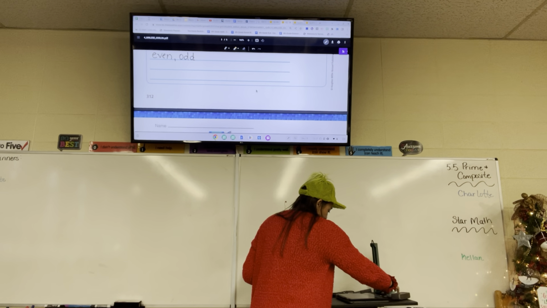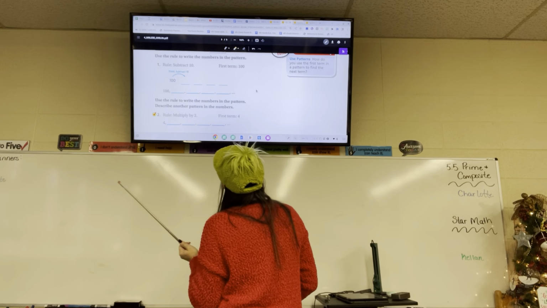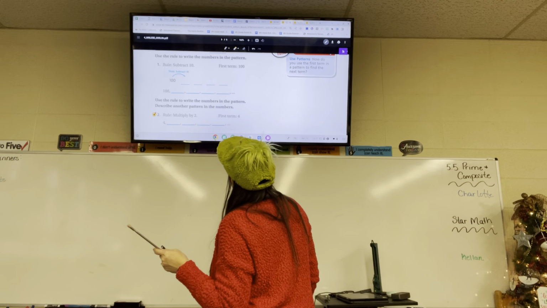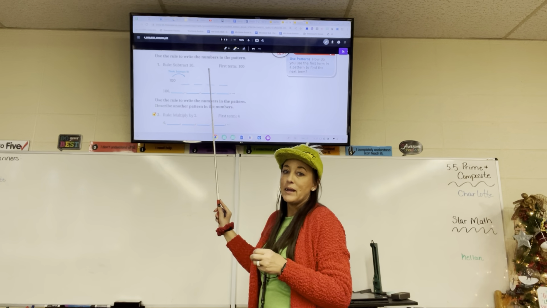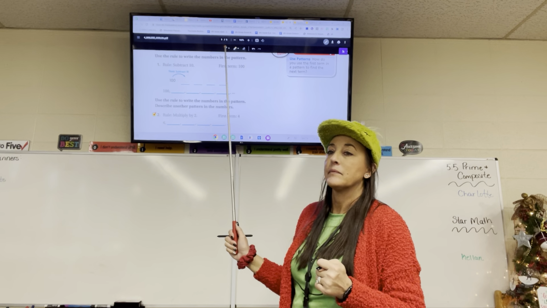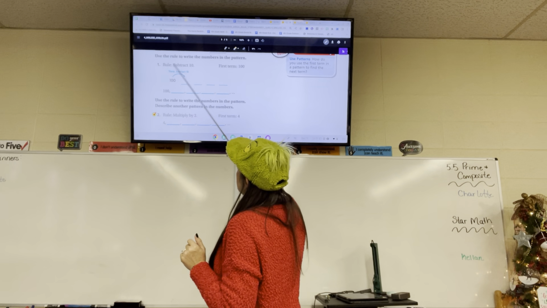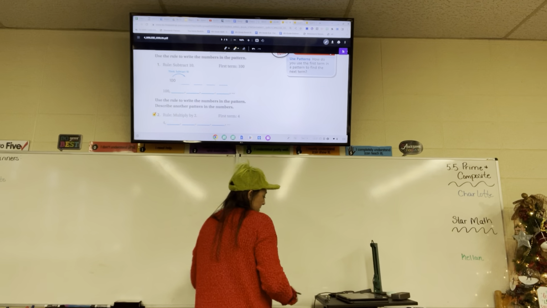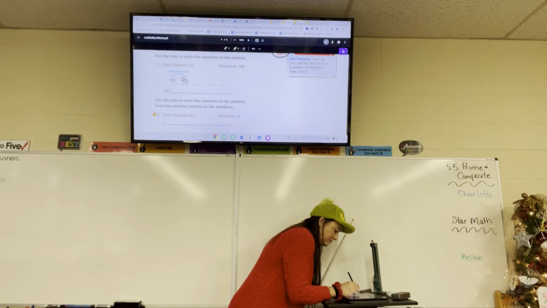Okay, next page. Use the rule to write the numbers in the pattern. So the rule is subtract 10, or minus 10. The first term is 100. So we put 100 and then we subtract 10. What do we get? 90. Minus 10. 80. Minus 10. 70. Minus 10. 60. Okay.